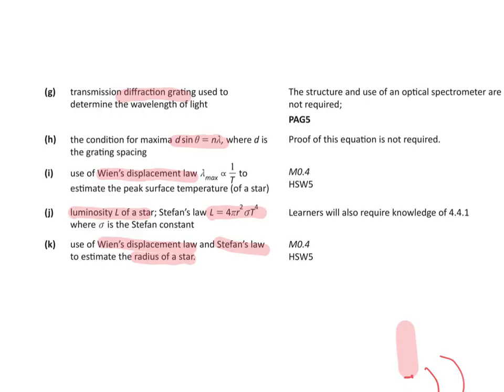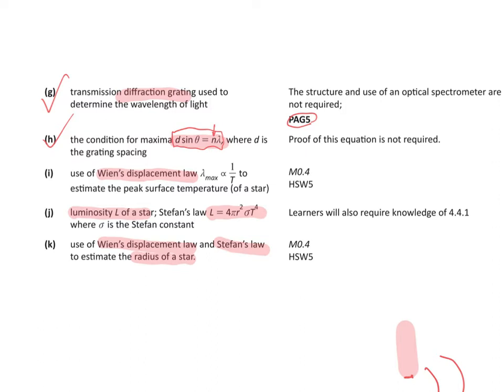So coming back to the outcomes, the transmission diffraction grating used to determine wavelengths of light, we've looked at it. We also looked at the condition for maxima coming from a diffraction grating, so how you can calculate how many maxima form by rearranging for n, or if you want to find the grating spacing, and so on. And we're going to have a look now at Wien's displacement law and Stefan's law as well. Also here, even though you don't need the proof of this equation, you do need to know how to do the practical, which we have done already.